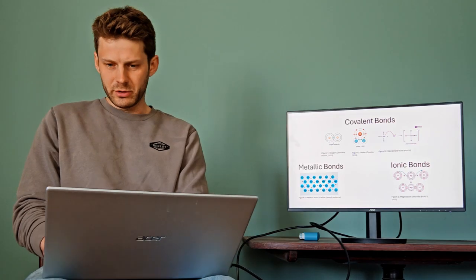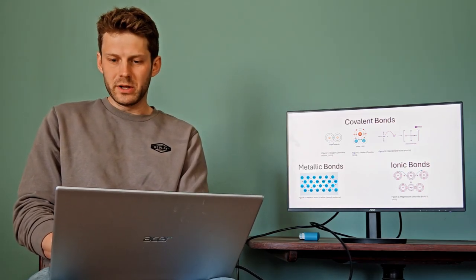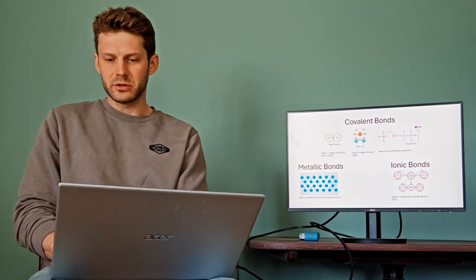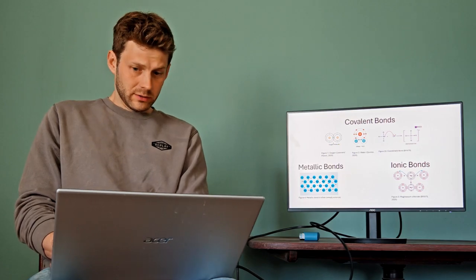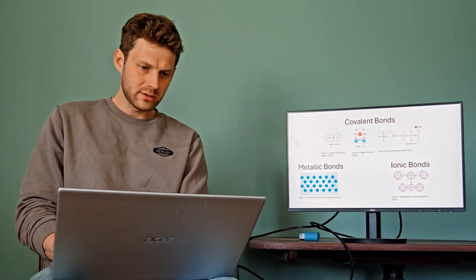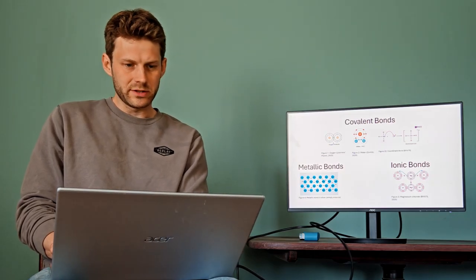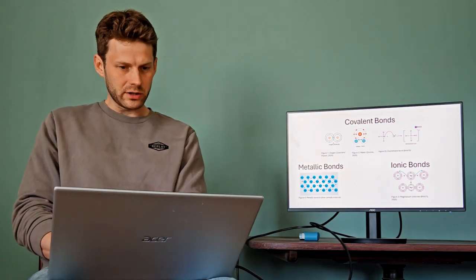And finally we have metallic bonds, which happen between metals. They form when metal atoms lose their outer shell electrons to form positive ions, which leaves the valence electrons to move freely throughout the metallic lattice. Obviously the electrons are negatively charged and the metal ions are positively charged, so they attract.